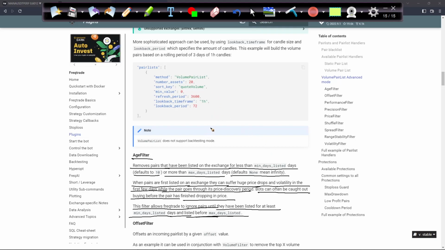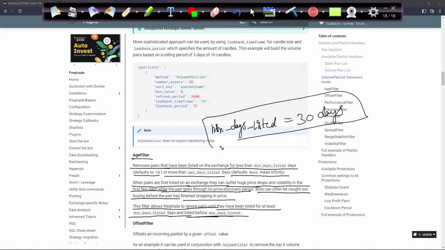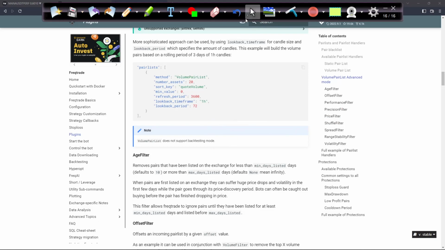Okay, so we can specify minimum days listed as like 30 days, because we don't want to be trading a new coin pair.